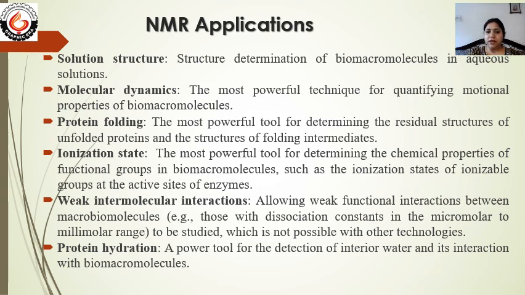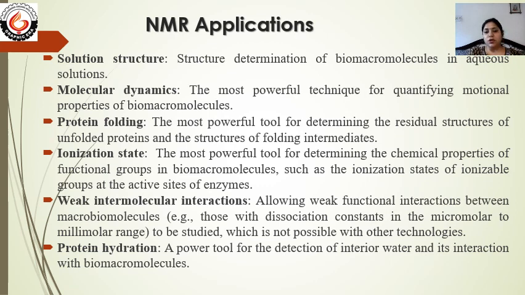Ionization state, the most powerful tool for determining the chemical properties of functional groups in biomacromolecules, such as ionization state of ionizable groups and active sites of enzymes. So with the help of NMR, we can easily identify the active sites of enzyme, which is the most important thing to know about the enzyme. Then we can also elucidate the weak intermolecular interactions.